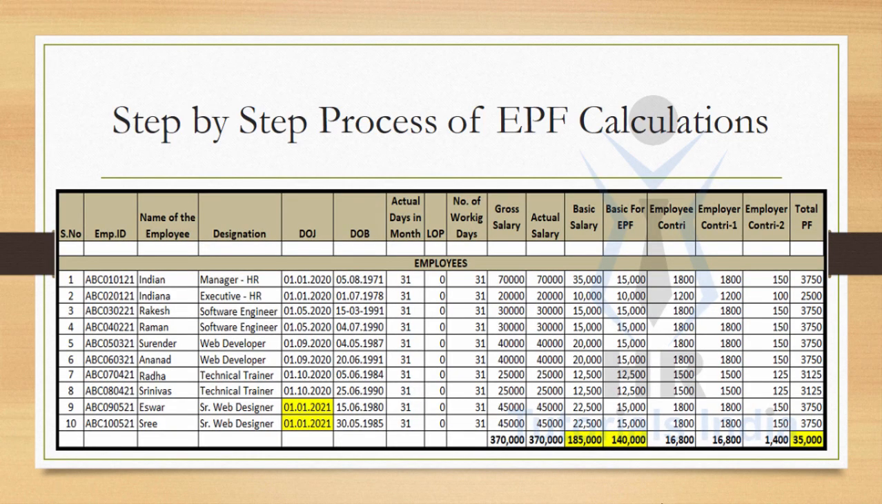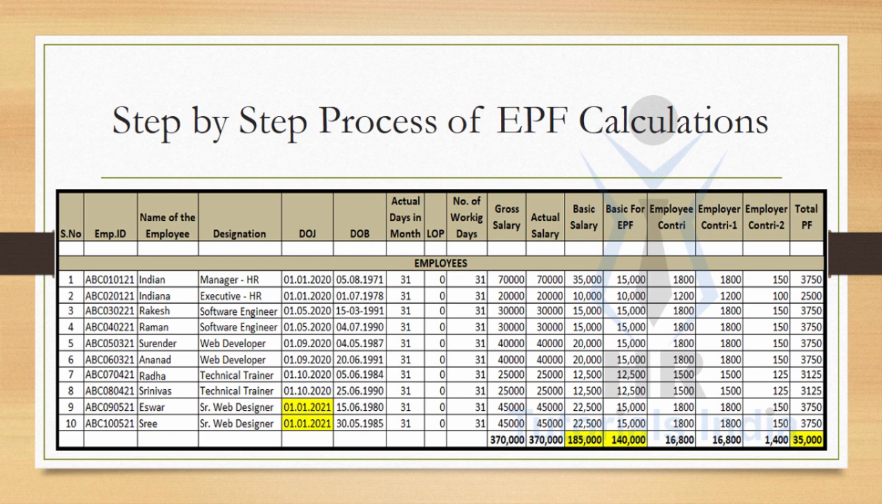Here I have prepared an Excel sheet consisting of all the details which are mandatory for calculating the EPF. Starting with serial number, then employee ID, name of the employees, designation, date of joining, date of birth, actual days in the month, loss of pay, number of working days, gross salary, actual salary, basic salary, basic for EPF, employee contribution 1, employee contribution 2, and finally the total contribution towards PF. So these are the details which need to be filled by the employer.